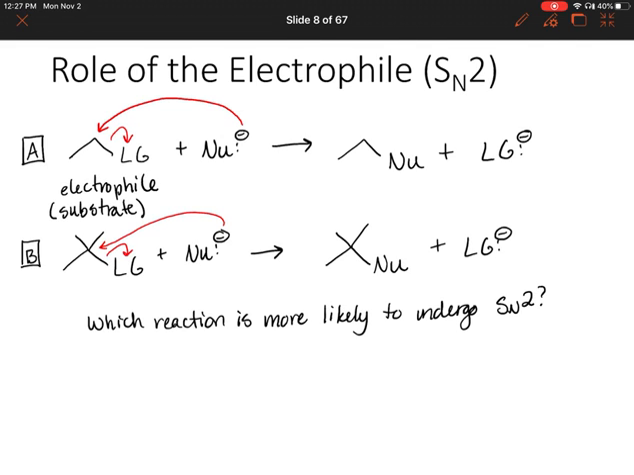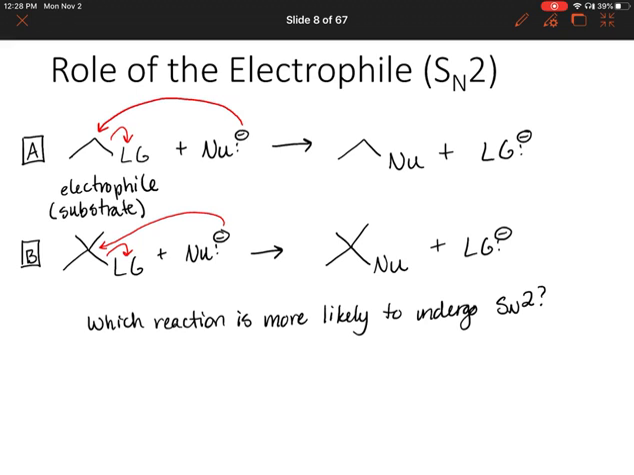Okay. So remember, I gave you that hint to think about how bulky the substrate is. So in reaction A, that substrate or electrophile isn't too bulky. The nucleophile can very easily come in and attach to that carbon. But if we look at reaction B, there are methyl groups kind of in the way. And the nucleophile might have a hard time kind of wedging itself in to attack that carbon.